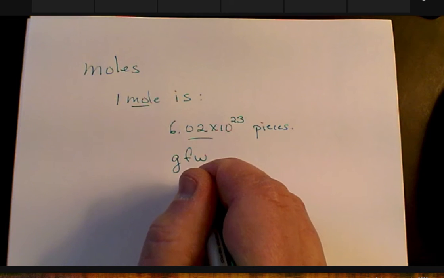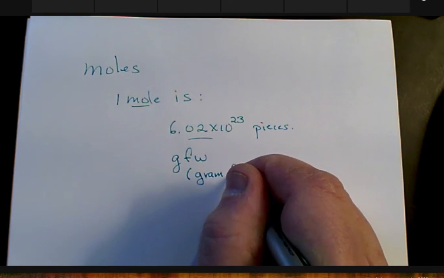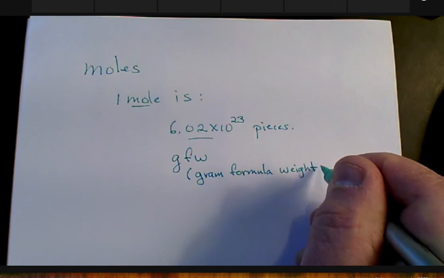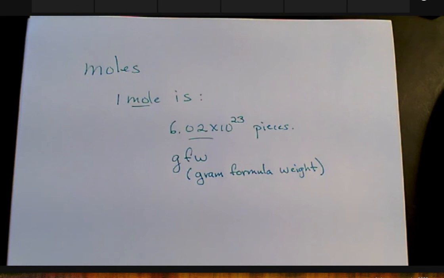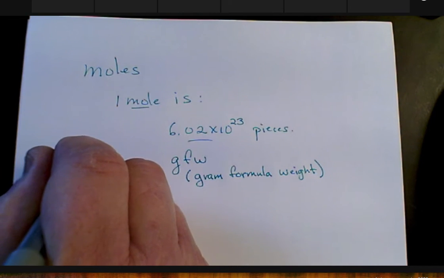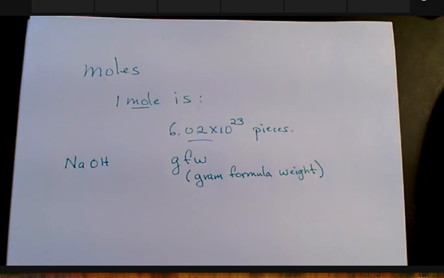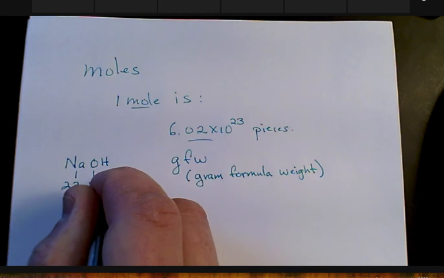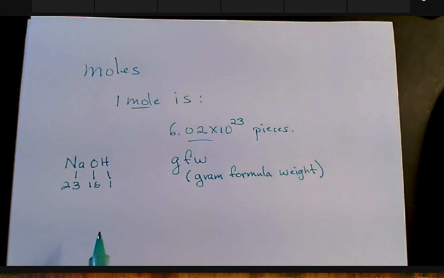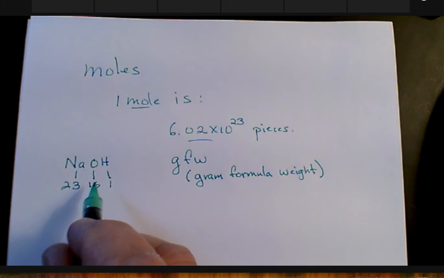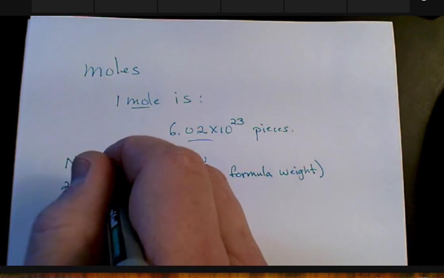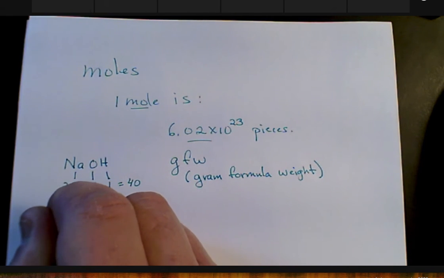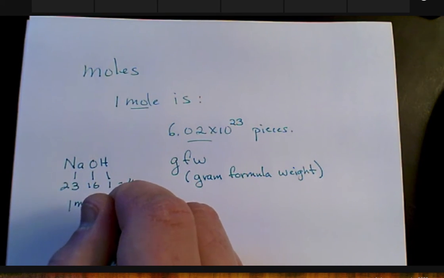So the GFW stands for gram formula weight. So a quick example, if I wanted to find the gram formula weight of sodium hydroxide, we would find the weight of sodium. And now I'm going to just tell you what these are, but I am looking on the periodic table in my head. Those are the masses like we've been looking up on the periodic table for the different elements. So sodium's 23, oxygen's 16, hydrogen's 1. If you add them together, you get 40. All right, so if I say 40 grams, that's 1 mole.